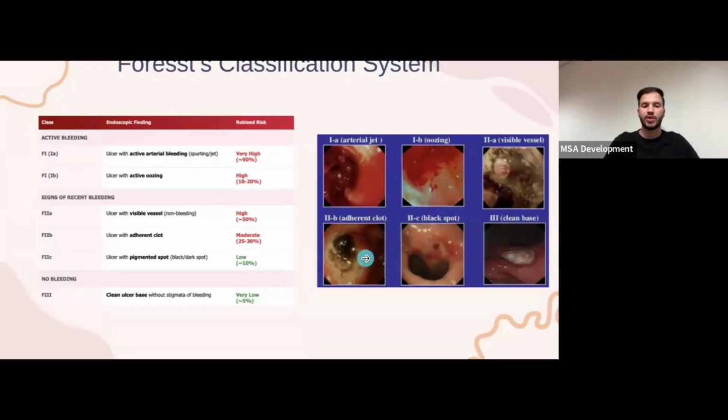Here we have ulcer with adherent clot in F2B. F2C, we're having, as you can see, ulcer with a pigmented spot. And finally, here we have clear ulcer base. So no bleeding or any abnormality, except the ulcer.